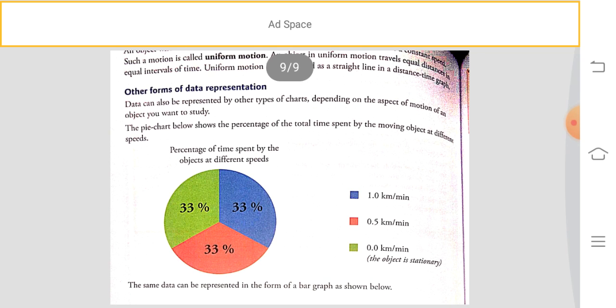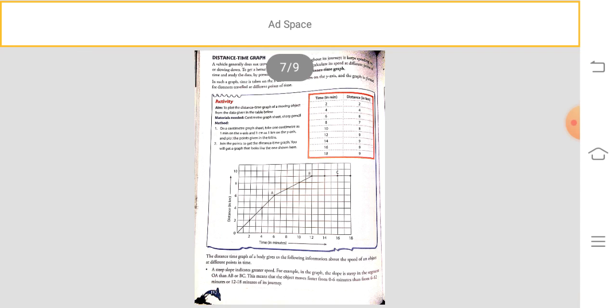So here your chapter number 12 is completed. Explanation, exercises and question answers of this chapter I have already given. Tomorrow there will be a live class for you of science. It will be the doubt clearance class.